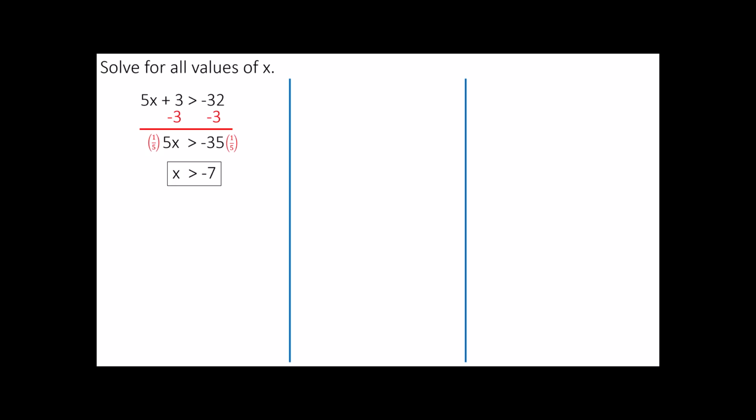That's exactly the same thing we would have done had this been an equation. The difference is instead of having a single value for my solution, I now have several values. Every number greater than negative 7 should work.